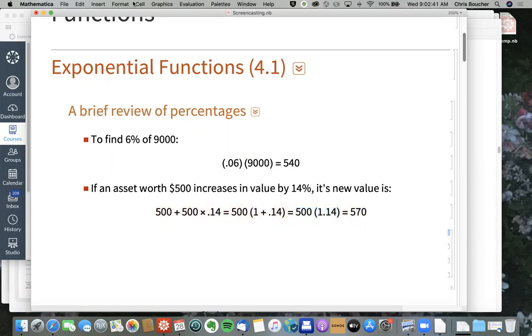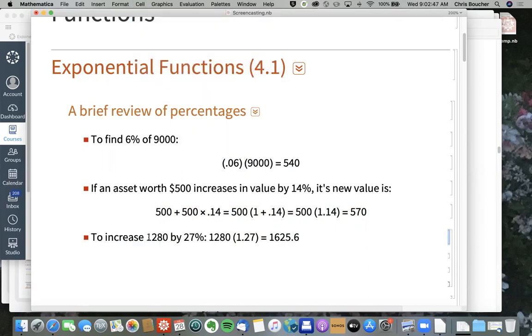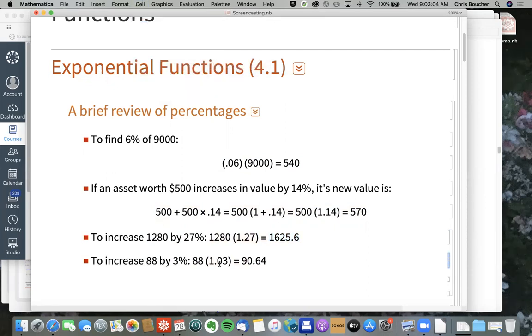So here are a couple of examples of that phenomenon. If I want to increase, say, 1,280 by 27%, what do I do? I just multiply by 1.27. And this is my result, right? So now I can change something by a percentage by just a single multiplication. That's kind of the important observation here. If I want to increase 88 by 3%, I just multiply it by 1.03, and there's the result.